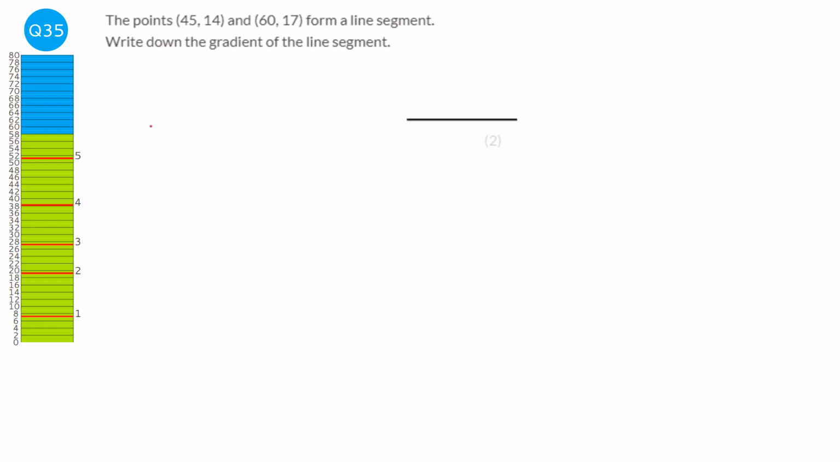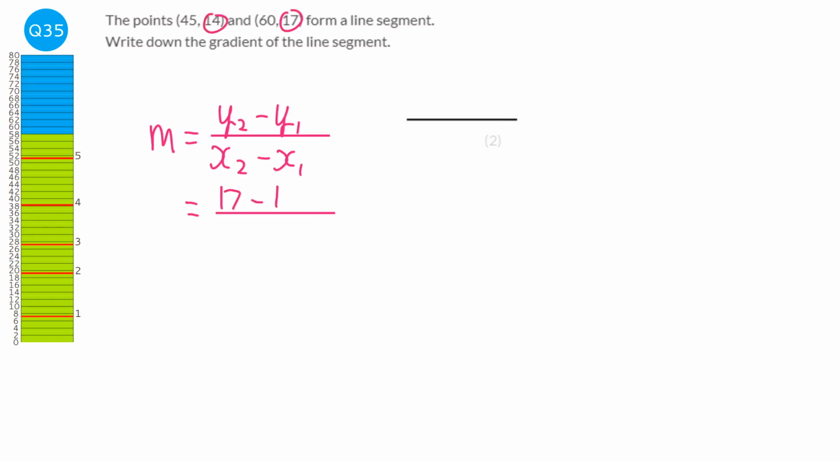To find the gradient, we use a simple formula, which is m equals the second y-coordinate take away the first y-coordinate over the second x-coordinate take away the first x-coordinate. So our second y-coordinate is 17, so it's going to be 17 take away the first one, which is 14, over the second x-coordinate, which is 60, take away the first one, which is 45. So that's going to be 3 over 15, and then cancel that down to be 1 over 5. So our gradient is 1/5.